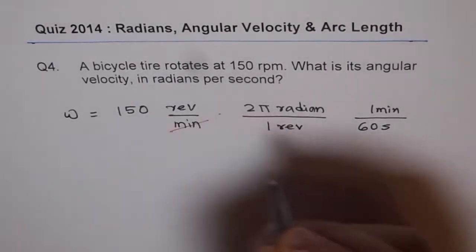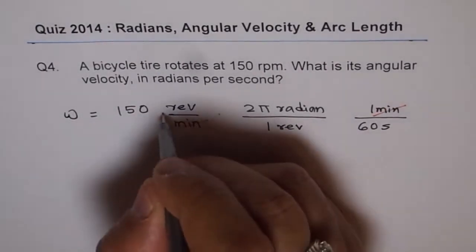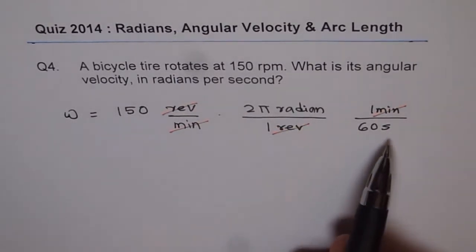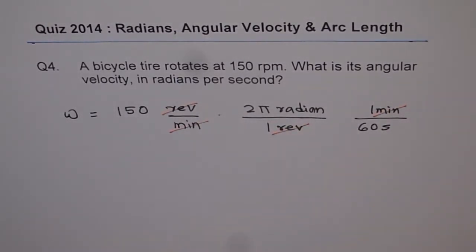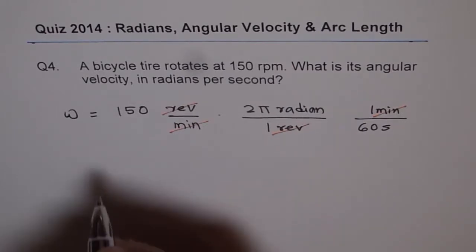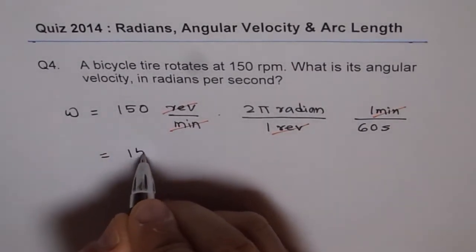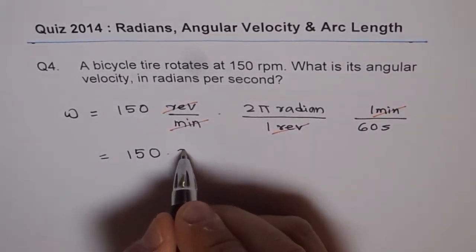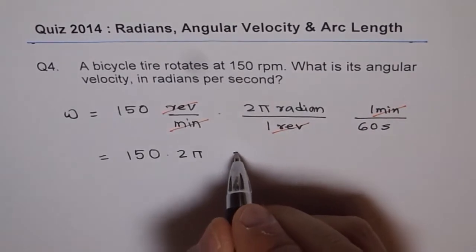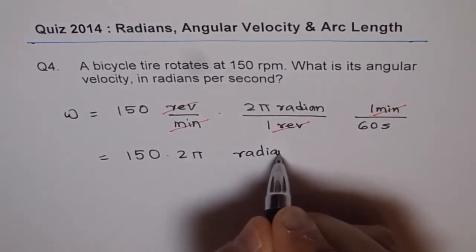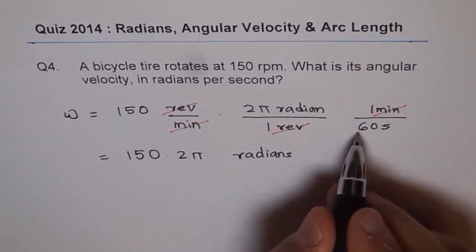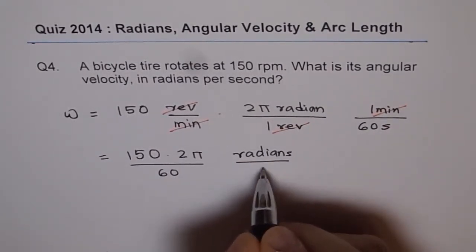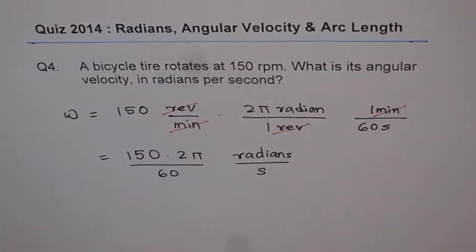Now see, minutes and minutes will cancel out. Revolution and revolution will cancel out. So what remains is radians per second. So that is the best way of converting units. Okay, so we get omega as 150 times 2 pi radians, and in the denominator we have 60 seconds. Do you see that? So that is our answer.